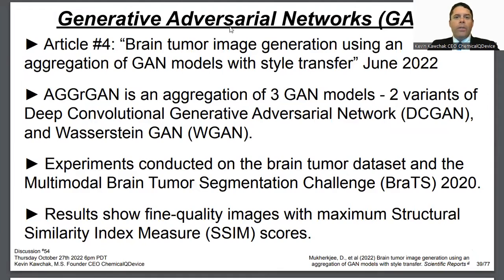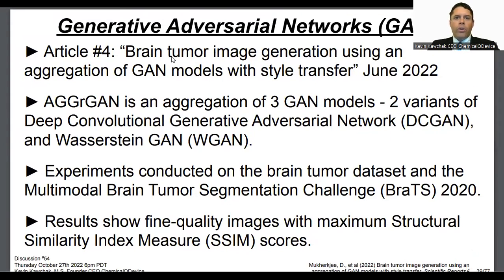Now, this GAN article, this is the one specific to brain tumors, and it's basically super GANs. So you take 3 different GAN models and create this aggregation. Now, keep in mind, they get the images from each of the 3, and then they take the best 2. So I'll show that a little bit later.